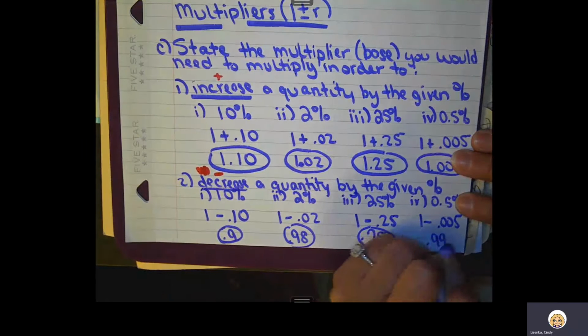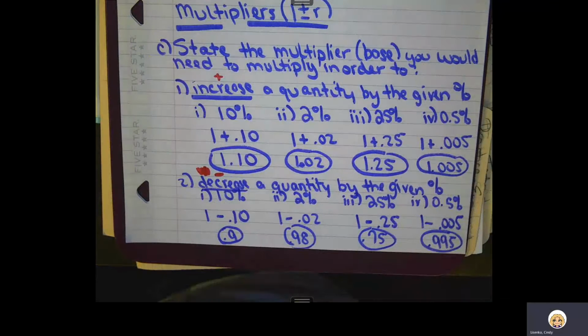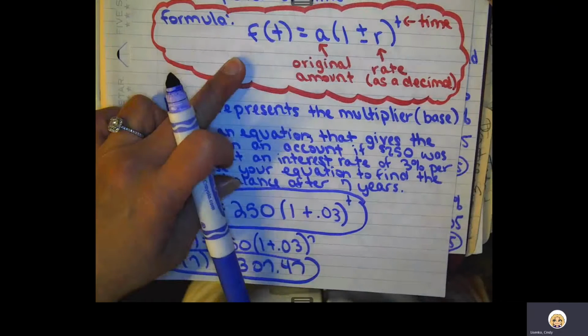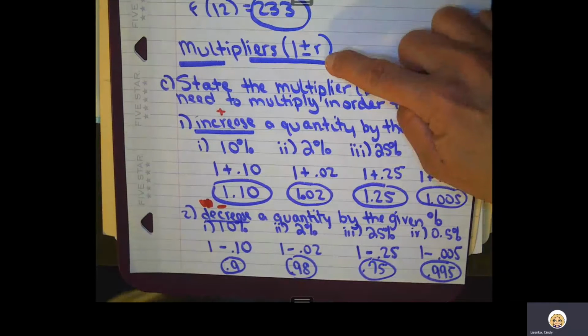Again, less than 1. So what you need to know in this lesson is the formula for exponential growth and decay. That's when you're increasing or decreasing by a certain percent. And you need to know the multiplier, which is what is inside the parentheses for your formula.